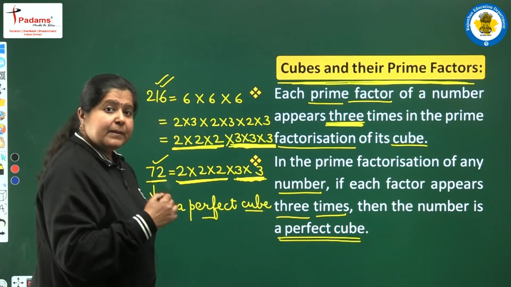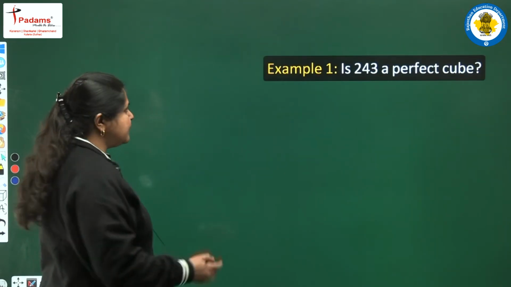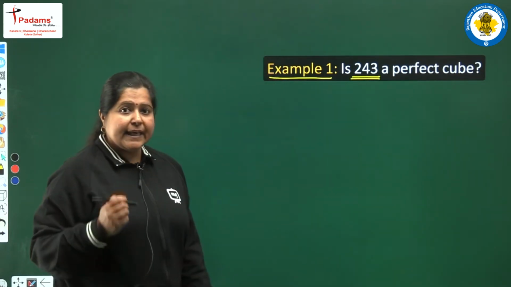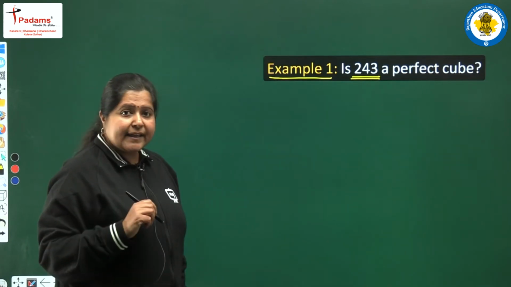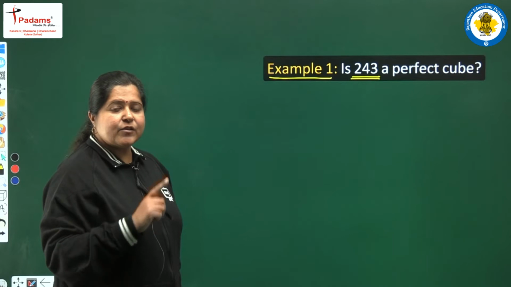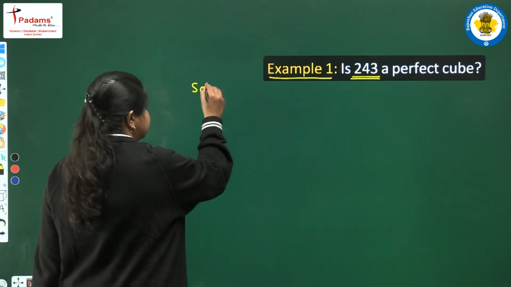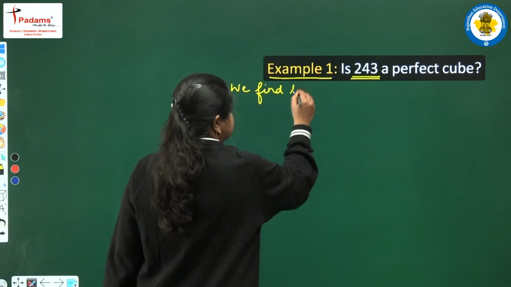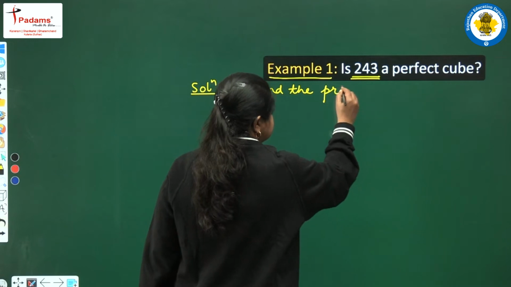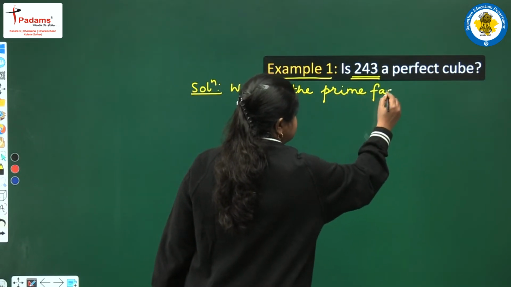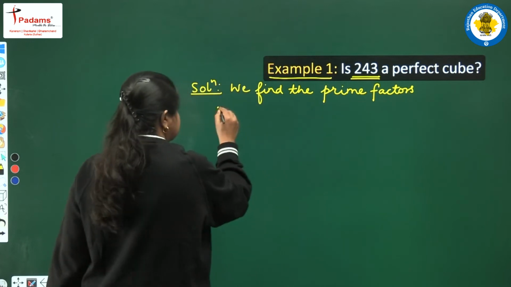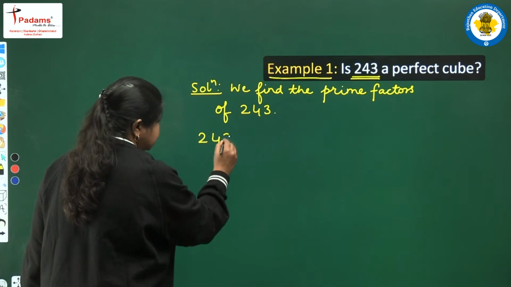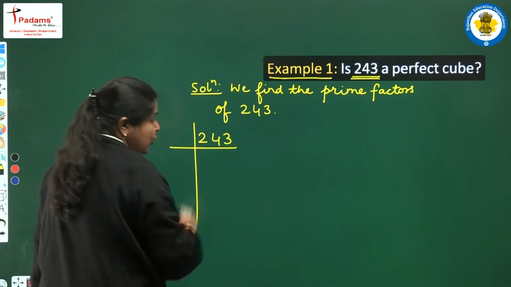Got it? Now this will be much more clear as we take the first example from your book. Is 243 a perfect cube? To tell whether it is a perfect cube or not, we will find the prime factors of 243. So we begin the solution. We find the prime factors of 243. How do we find it? Write the number, draw a vertical line and a horizontal line.